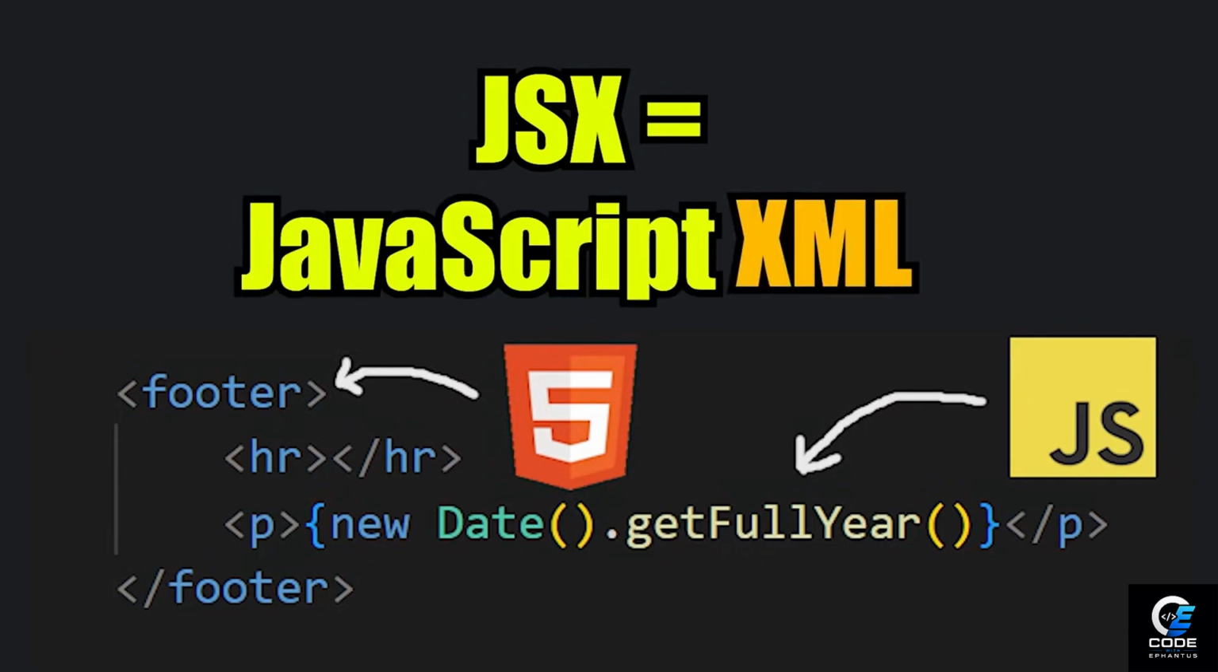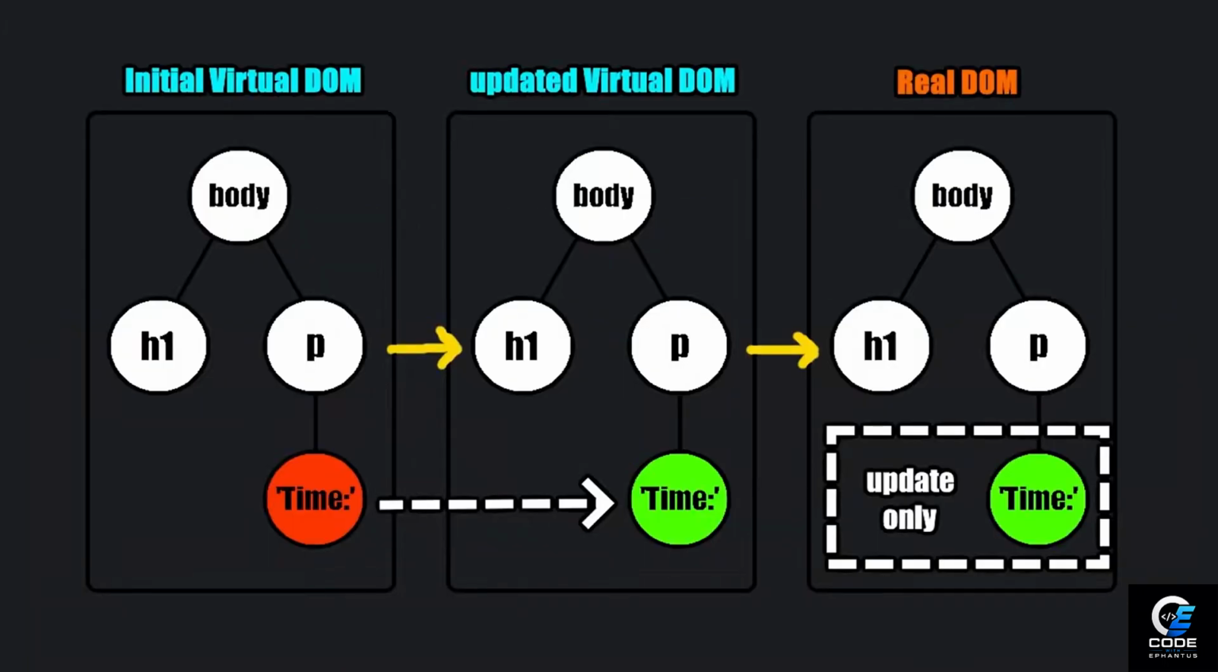JSX allows you to write HTML-like code within your JavaScript files. React also utilizes a virtual DOM. It's a lightweight version of the real DOM of a web page. We can keep track of any changes made to the virtual DOM and only apply that specific change to the real DOM without needing to refresh the entire web page, only that specific section. This reduces rendering performance overhead.